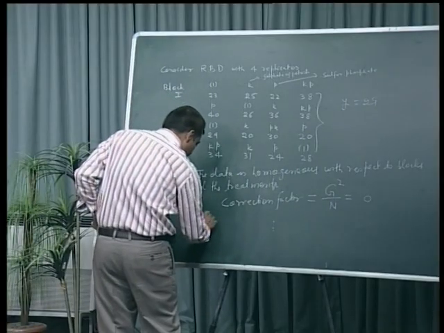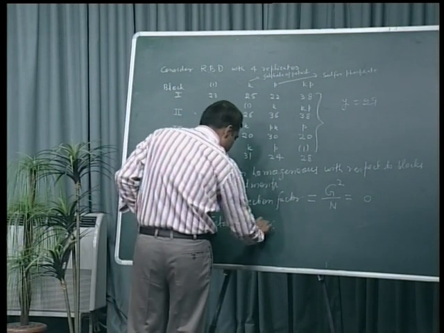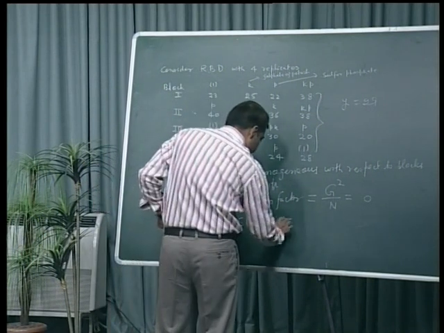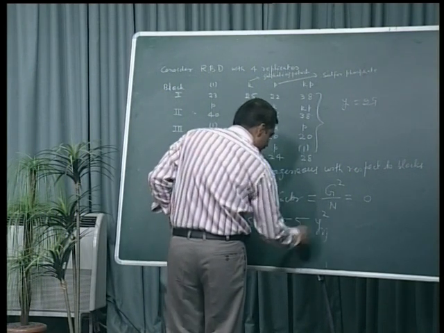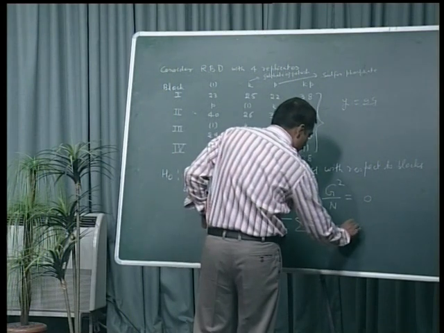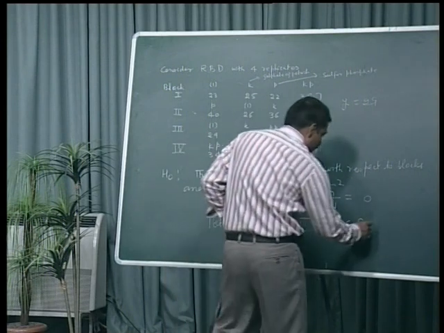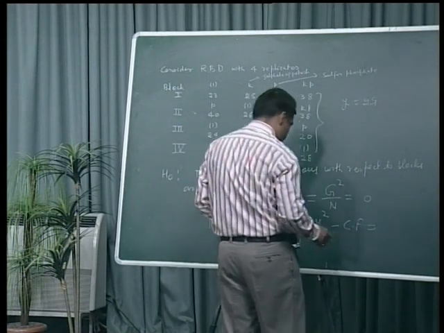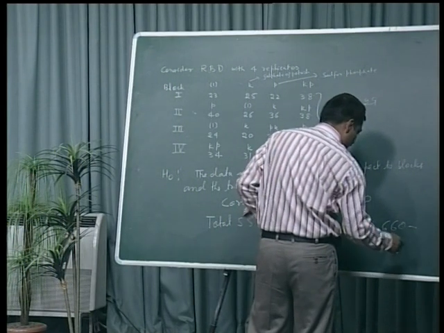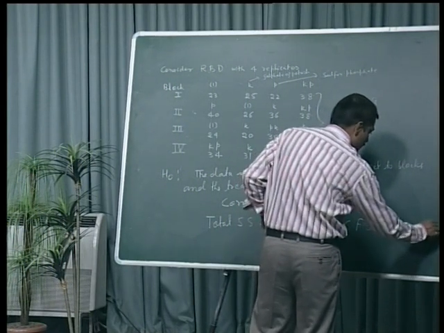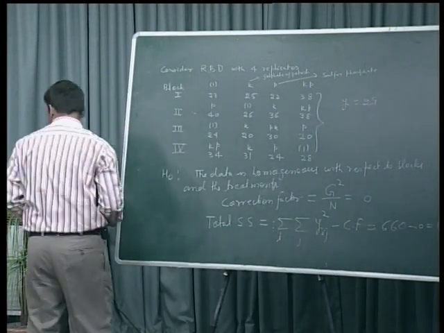Then we write the total sum of squares. Total sum of squares is given by the formula summation yi square minus correction factor, where i takes values for treatments and for blocks. So this is 660 for this experiment.